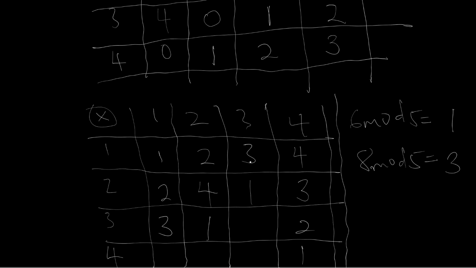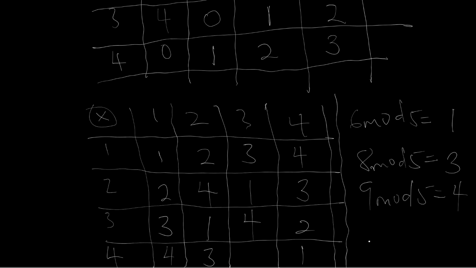3 times 3 is 9. 9 modulo 5 should give 4, because 9 divided by 5 is 1 remainder 4. So we write 4 here. 4 times 1 is 4, and 4 is less than 5, so we write 4. 4 times 2 is 8. And we know 8 modulo 5 is 3.